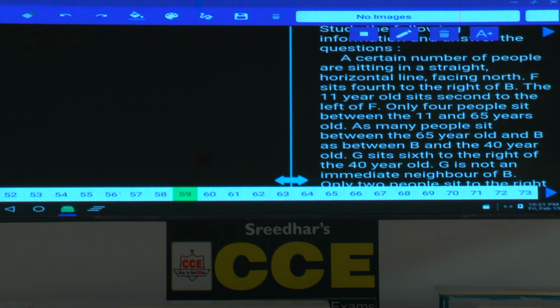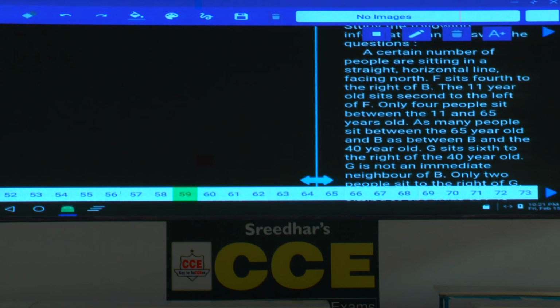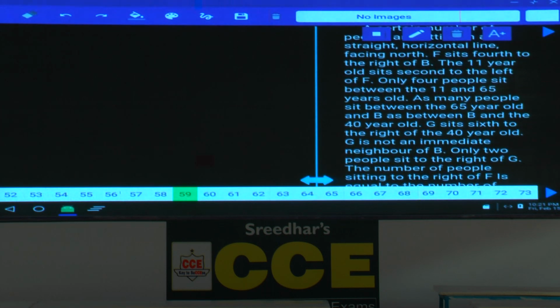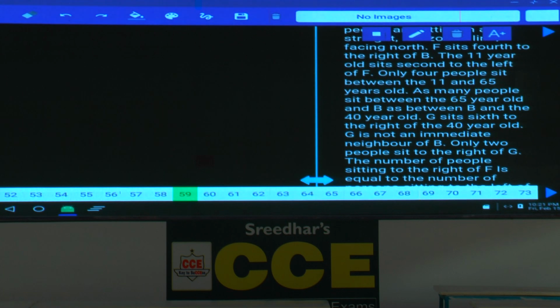Now in this one, a certain number of people are sitting in a straight horizontal line facing north. Clearly specified, a straight horizontal line facing north. F sits 4th to the right of B. Now F is 4th to the right of B, B is here, 1, 2, 3, F will be here, isn't it? F sits 4th to the right of B, and the 11-year-old sits second to the left of F. 11-year-old means this person must be here. Left hand side is clearly given.